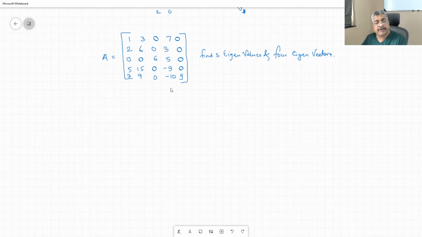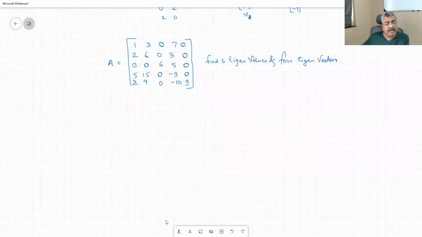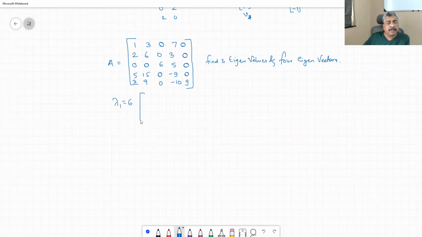Now, first observation is the column 3, 0, 0, 6, 0, 0. So 6 is in the correct position. Therefore, the first eigenvalue is 6 and the corresponding eigenvector is 0, 0, 1, 0, 0. That is done. If you look at the fifth column, 9 is in the correct position. So lambda 2 is equal to 9, with eigenvector 0, 0, 0, 0, 1.